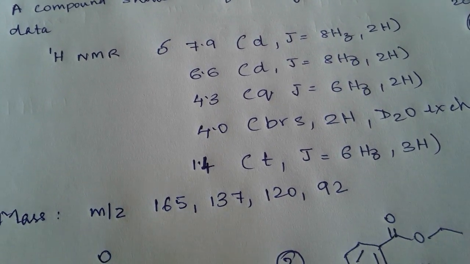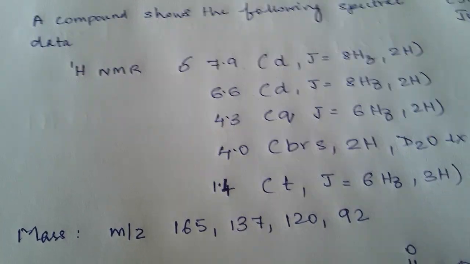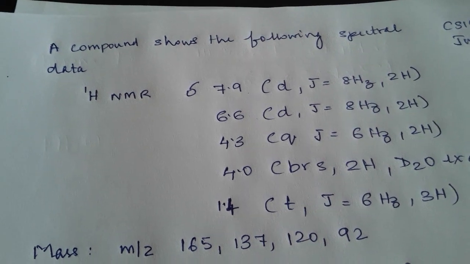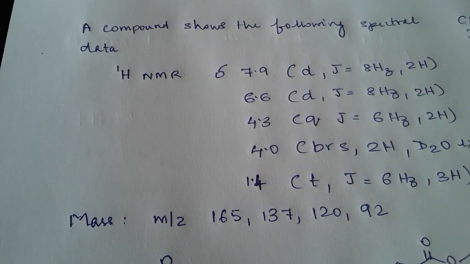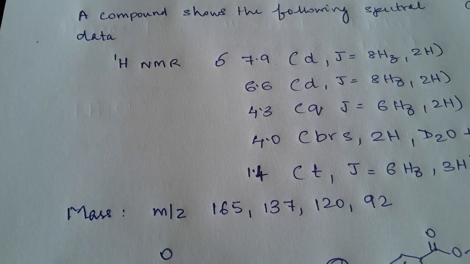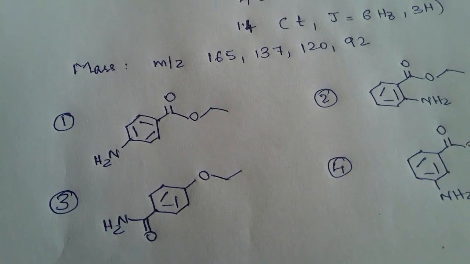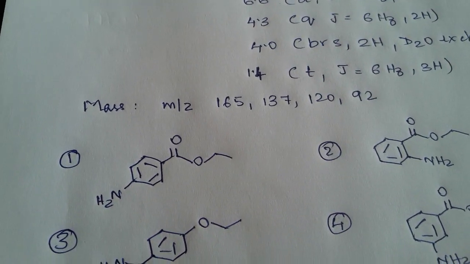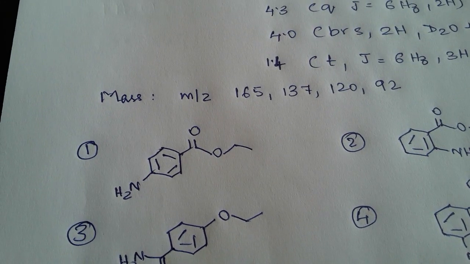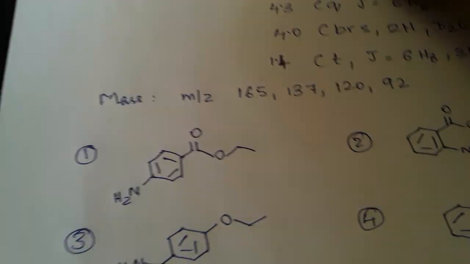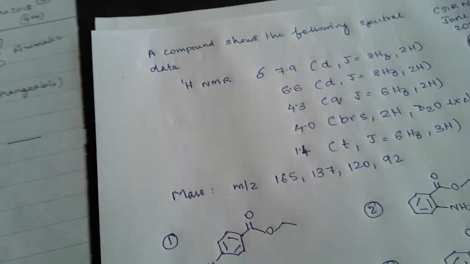Obviously the 7.9 and the 6.6 should correspond to the aromatic region. I think we are all familiar with that. But overall there are 5 signals in the compound. So let's now look at the choices and start counting the number of signals, which is something I have taught you in the initial classes of our NMR course.